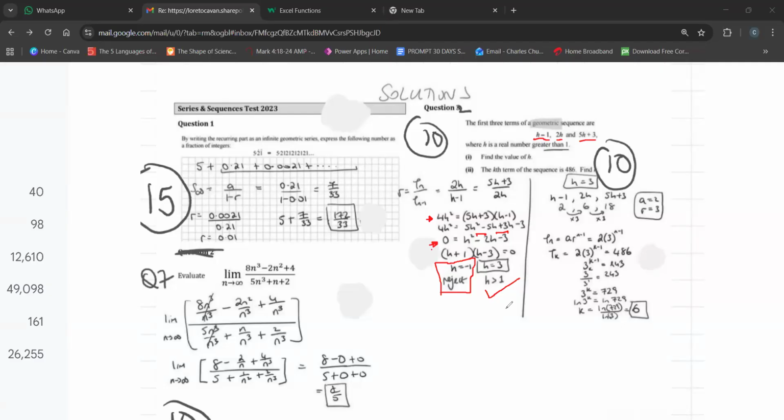Yeah, I understand. How I understand is that since they said h is equal to 3, you just substitute h with 3. So for h minus 1, instead of h, it will be 3 minus 1, and then 2h will be 2 bracket 3, and then 5h plus 3 will be 5 bracket 3 plus 3.